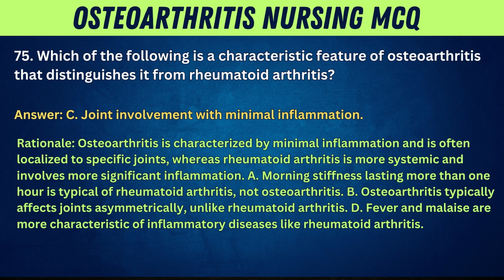A. Morning stiffness lasting more than 1 hour is typical of rheumatoid arthritis, not osteoarthritis. B. Osteoarthritis typically affects joints asymmetrically, unlike rheumatoid arthritis. D. Fever and malaise are more characteristic of inflammatory diseases like rheumatoid arthritis.